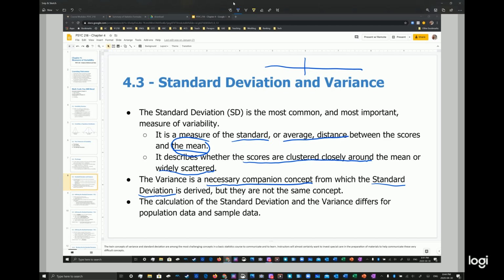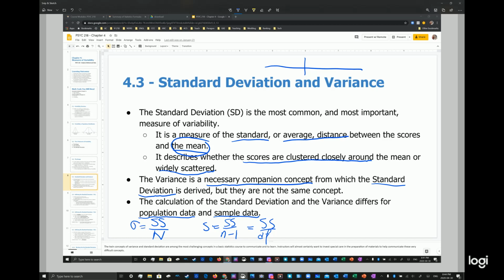One final note here, and this is bullet point 3, is that for population data and sample data, the standard deviation and variance are different. Again, for population data, we divide by big N, that is population size. And for sample data, we divide by sample size minus 1, which is degrees of freedom. Okay, and there is a difference in notation as well.